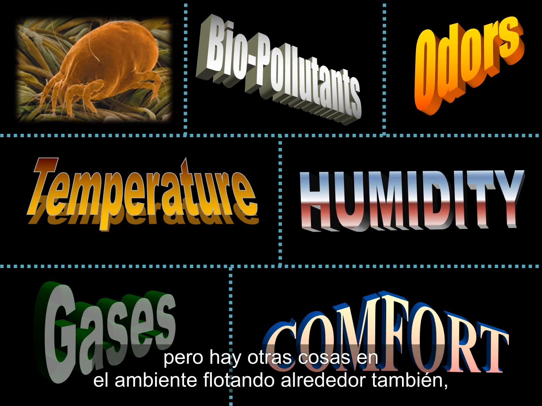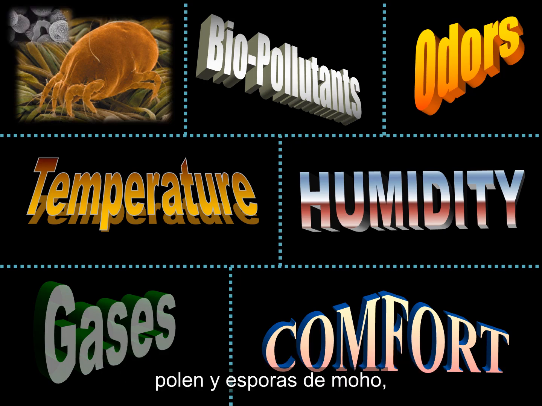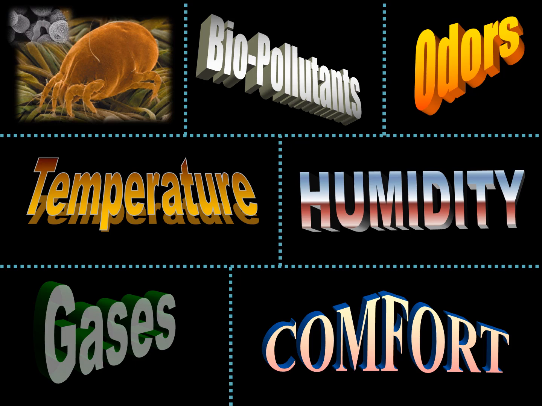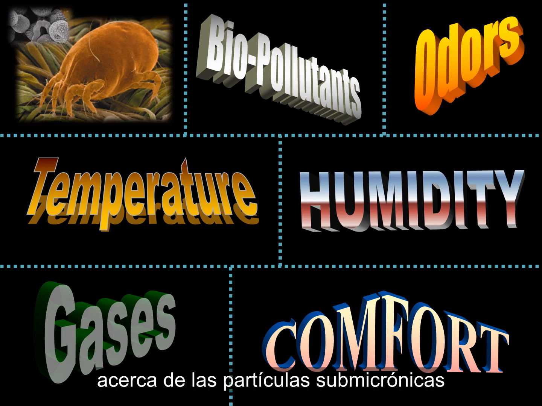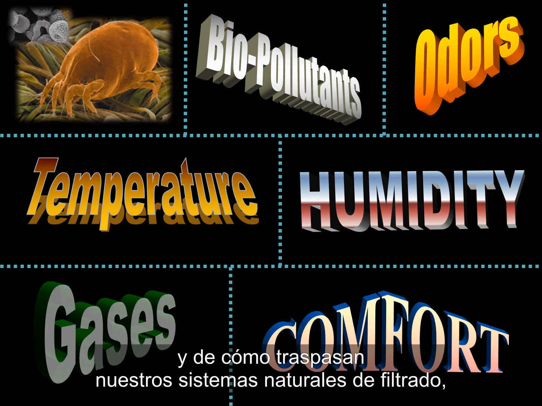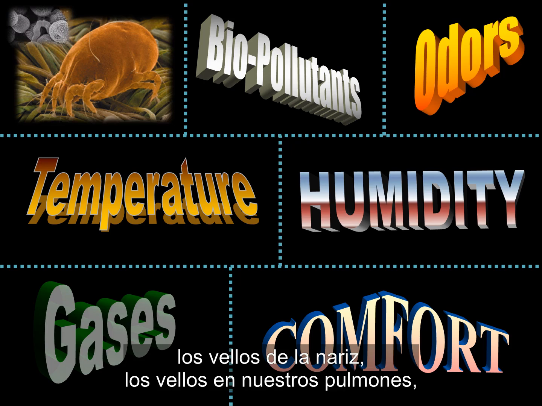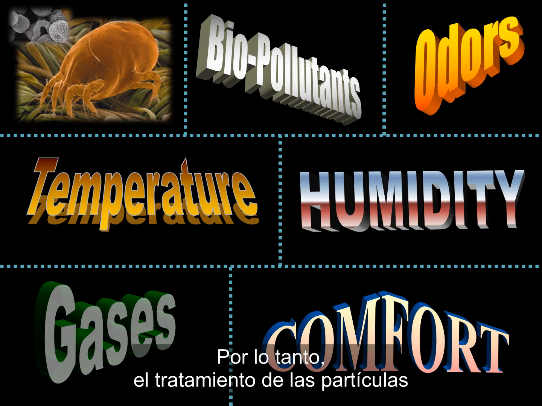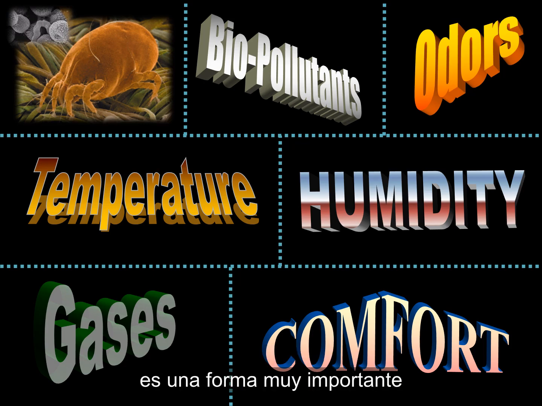But there are other things in the environment floating around as well: pollen and mold spores, particulates that need to be taken out of the air that we breathe. There have been multiple studies about submicron particles and how they actually get past our natural filtering systems, the nose hairs, the hairs in our lungs, and actually can even be brought into our bloodstream. And so dealing with particles, of course, is an extremely important way of dealing with indoor air quality.